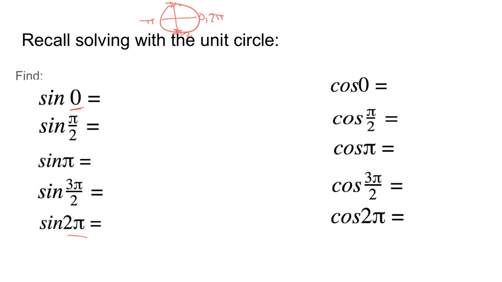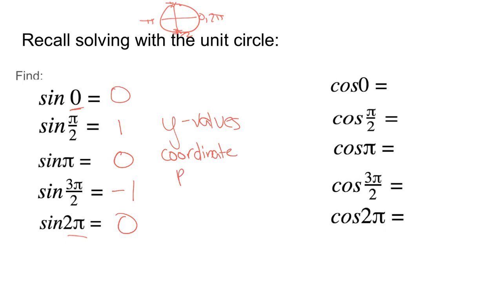So sine, your y values, at 0 is 0. Sine at pi over 2 is 1. Sine at pi is 0. Sine at 3 pi over 2 is negative 1. And then sine at 2 pi is 0. These are all those y values in the coordinate pair for each location. Okay, so that's y values.